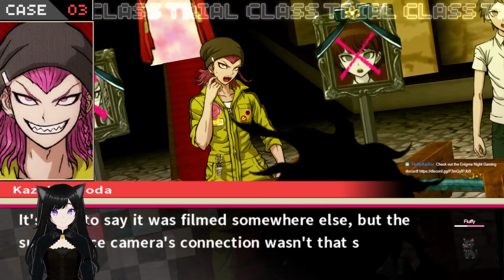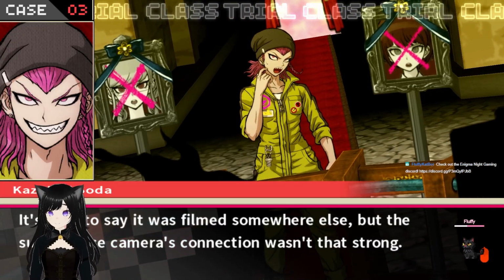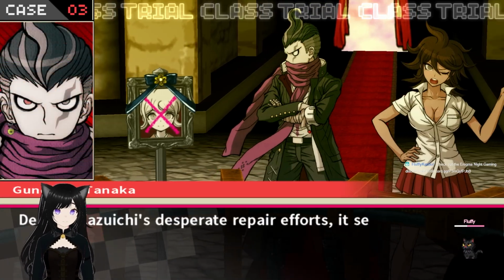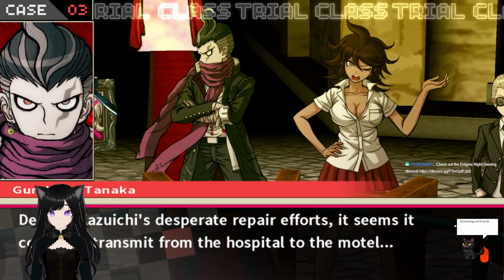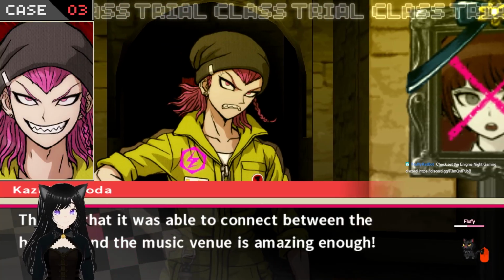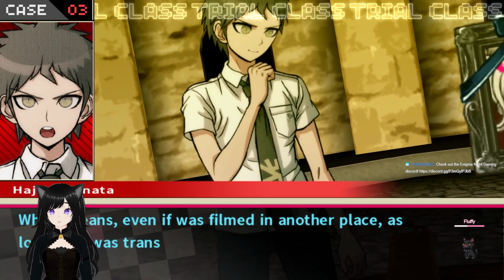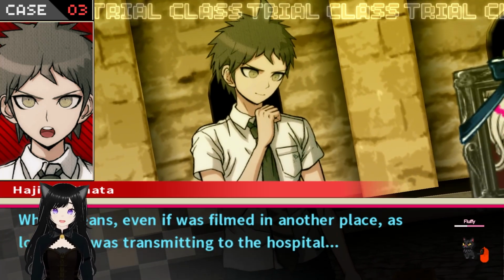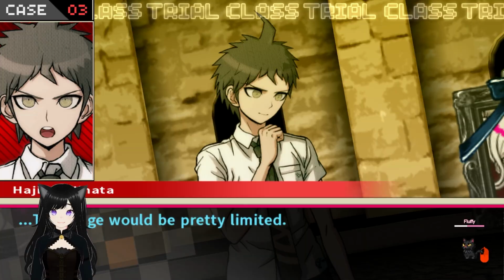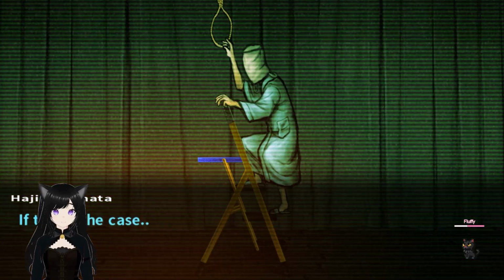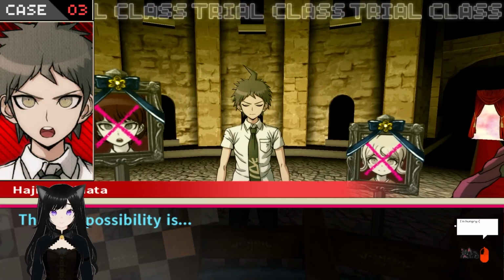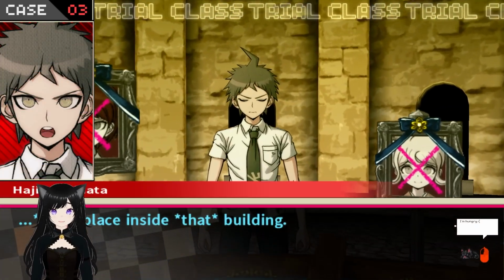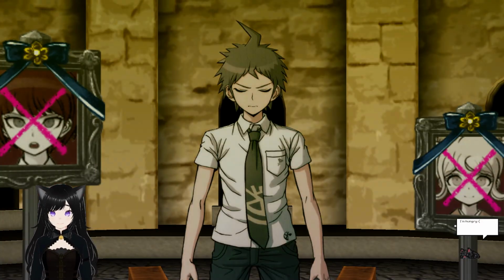It's easy to say it was filmed somewhere else, but the surveillance camera's connection wasn't that strong. That's why I wondered if they increased the range. Despite Kazuichi's desperate repair efforts, it seems it could not transmit from the hospital to the motel. The fact that it was able to connect between the hospital and the music venue is amazing enough. Which means even if it was filmed in another place, as long as it was transmitting to the hospital, the range would be pretty limited. If that's the case, where was the video filmed to make it look like it was filmed at the music venue? At the hospital, right? The only possibility is that place inside that building. It's the place Chiaki showed us.